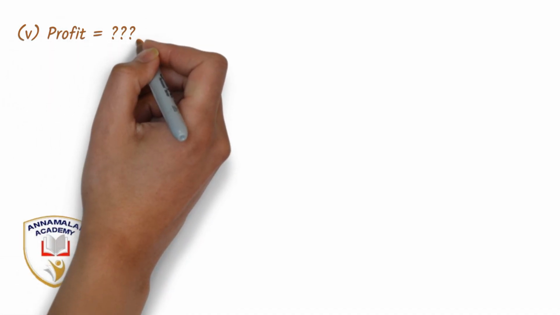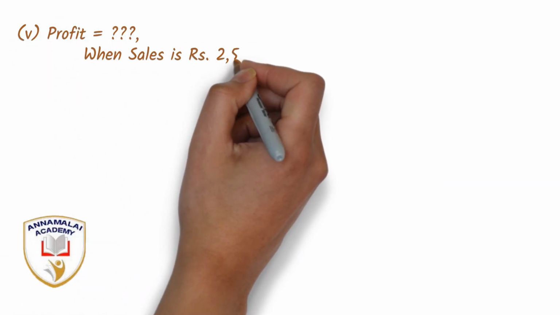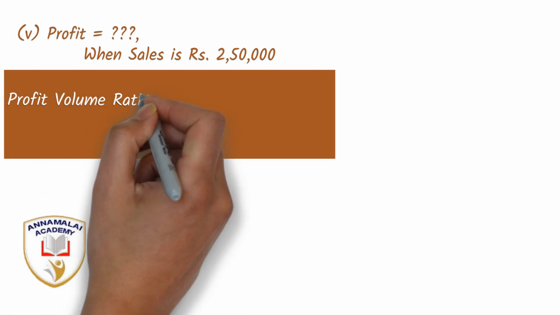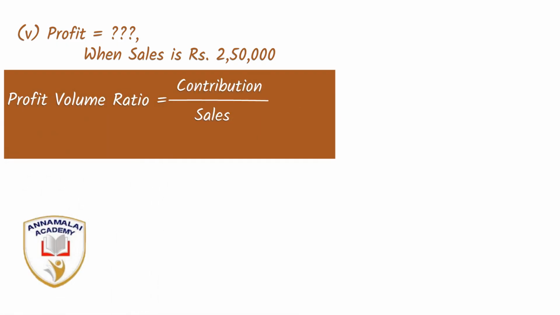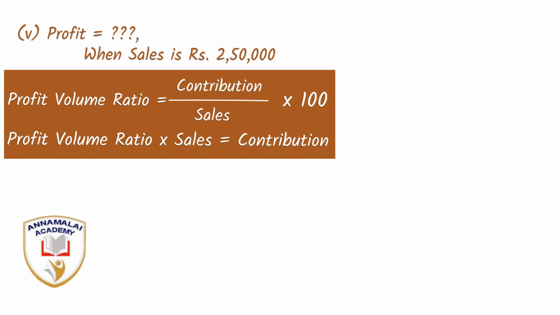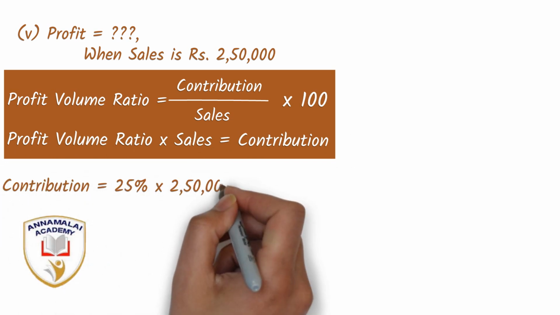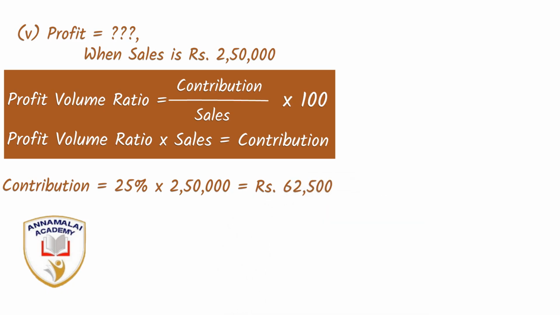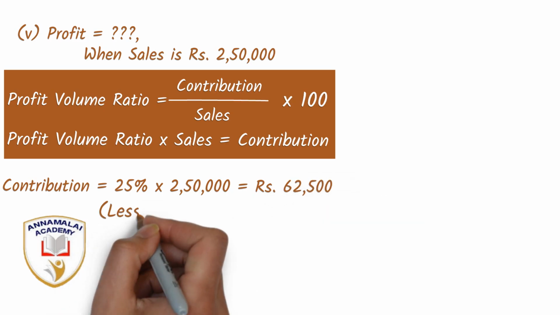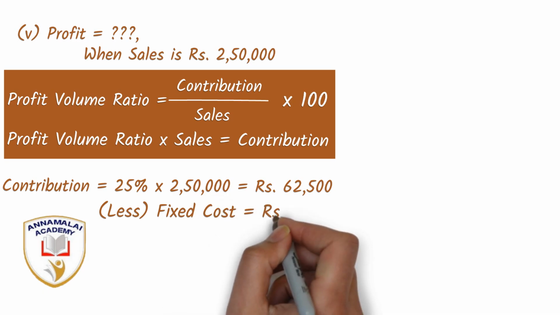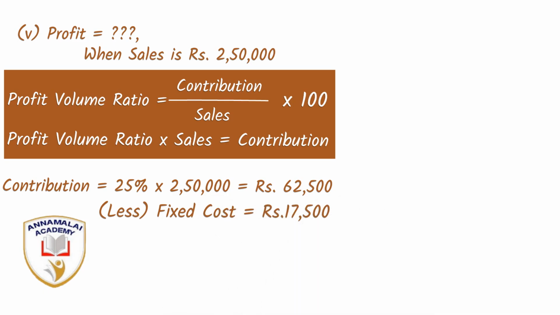Now to know the profit, we are given the sales of 2,50,000. Knowing the profit volume ratio on sales, you multiply that, you get contribution. So contribution is 25% PV ratio into sales 2,50,000. We get a contribution of 62,500. Deducting the fixed cost of 17,500, we get a profit of 45,000.